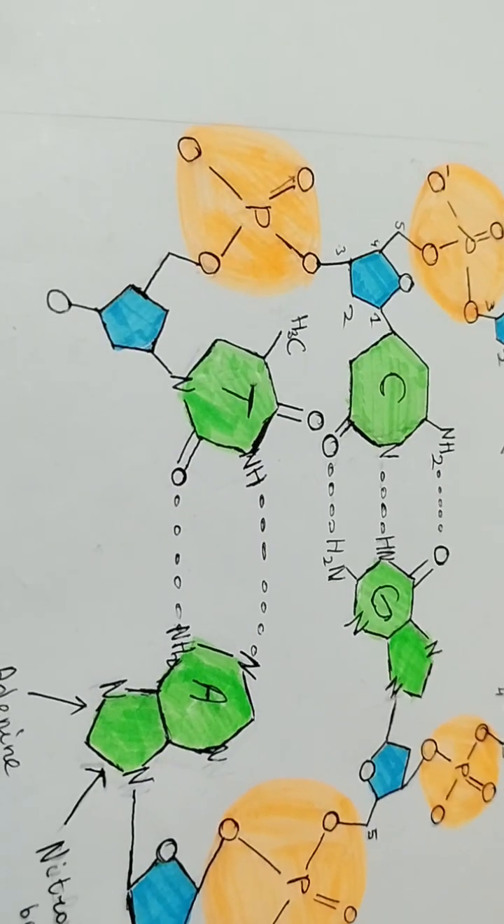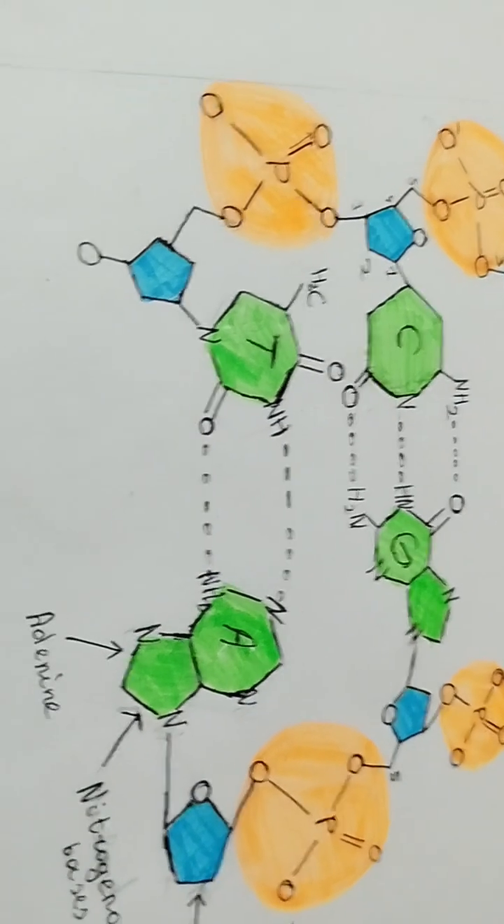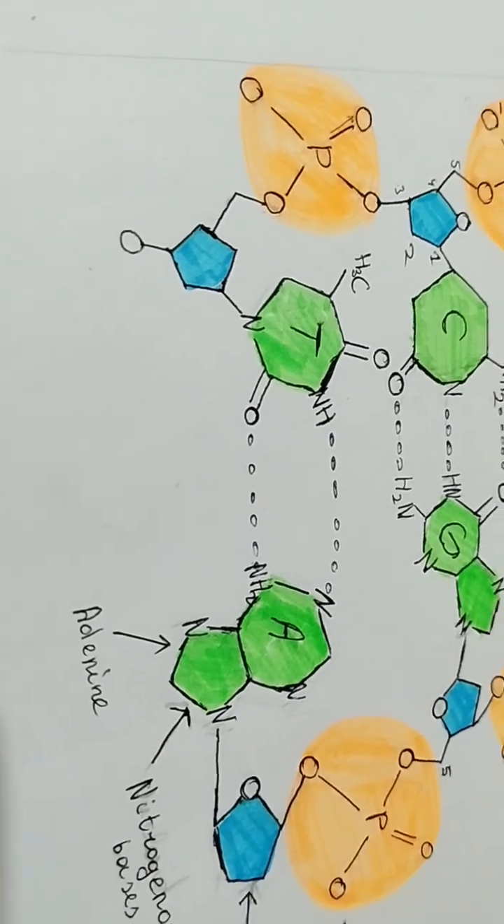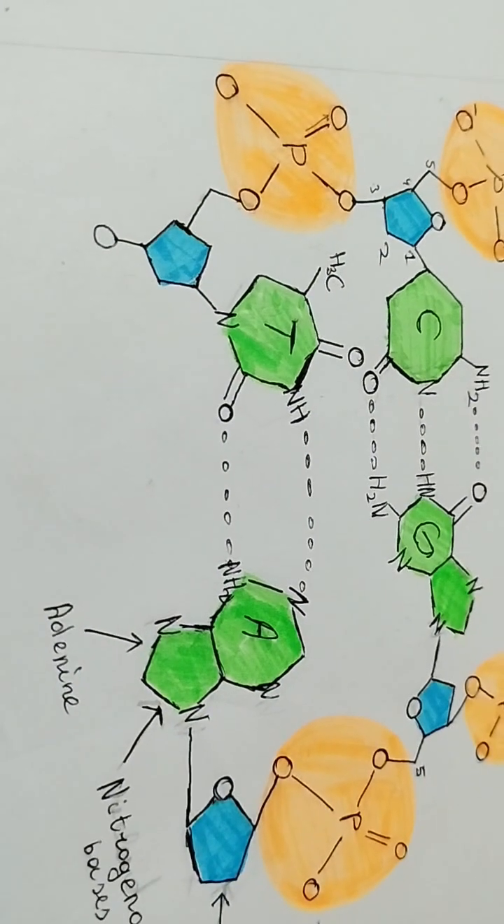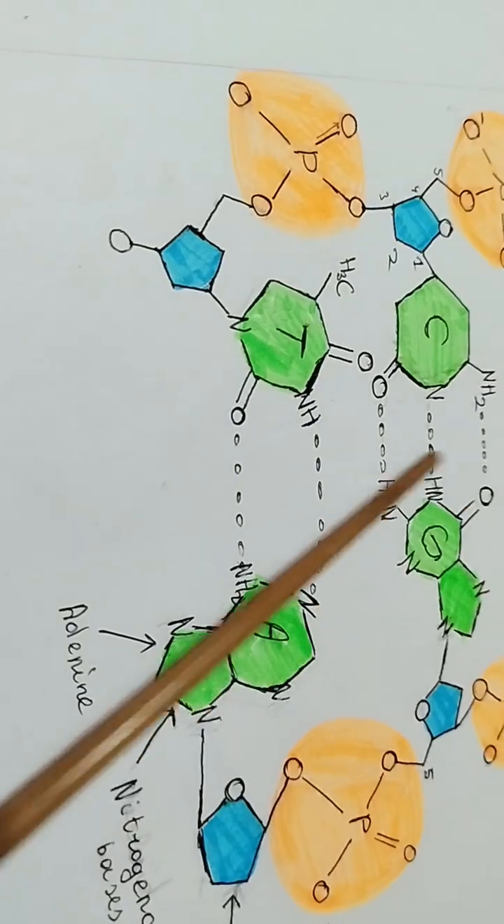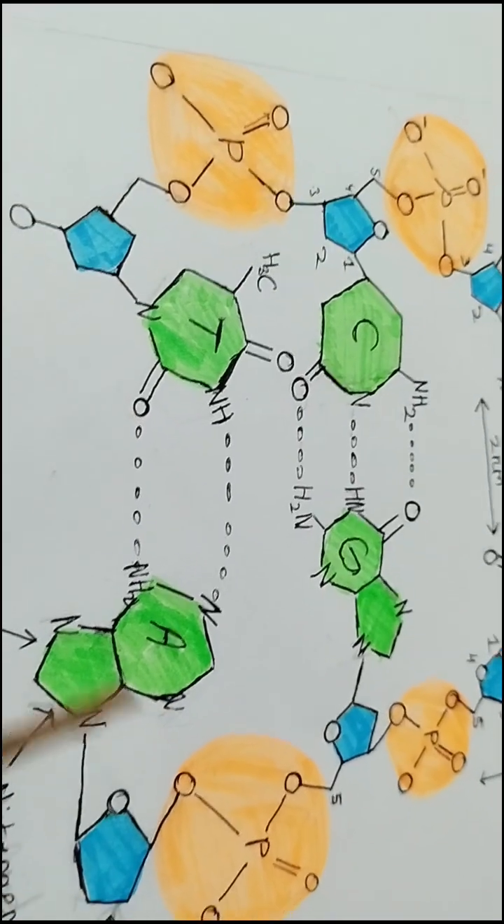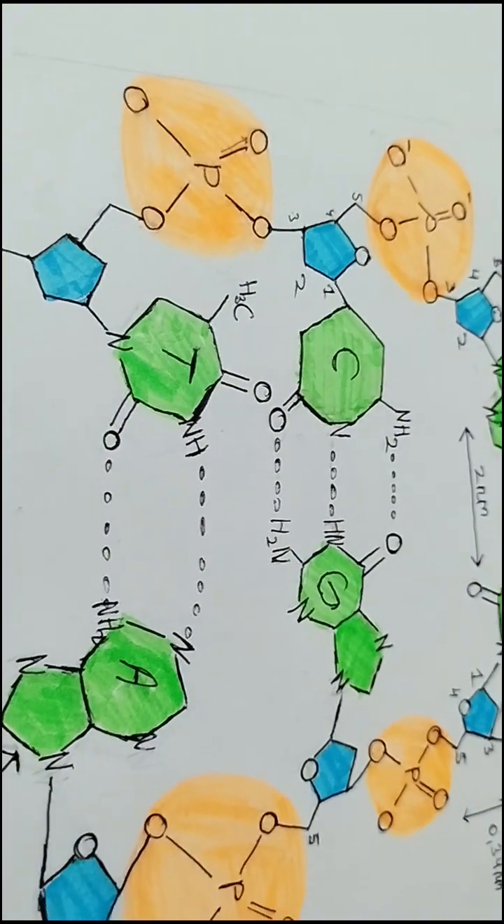In effect, between guanine and cytosine there are 3 hydrogen bonds, and between adenine and thymine, 2 hydrogen bonds. You can see the hydrogen bonds in this picture. And most importantly, adenine pairs with thymine and guanine pairs with cytosine.